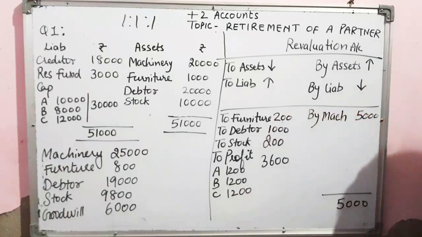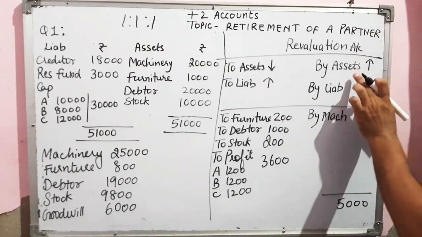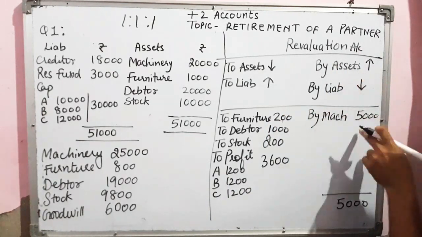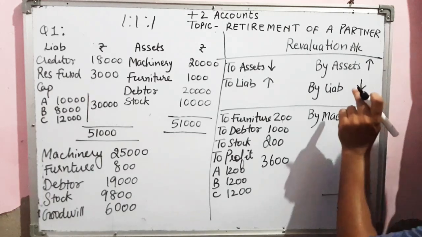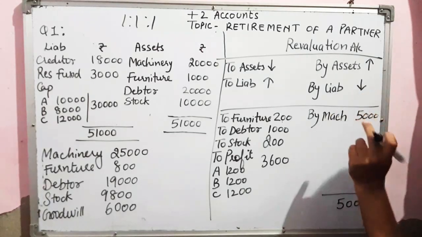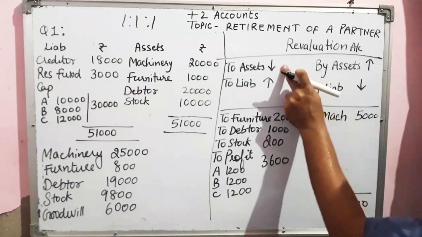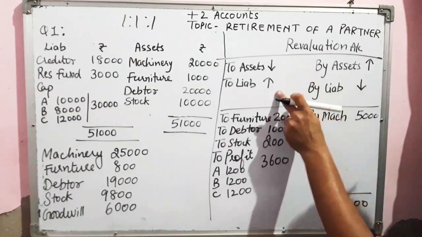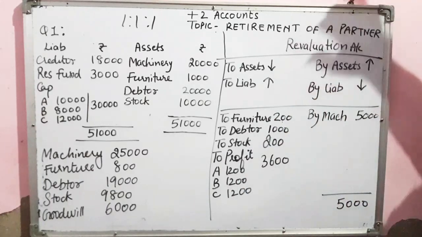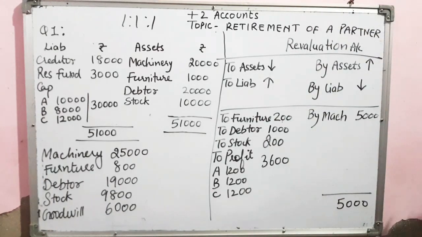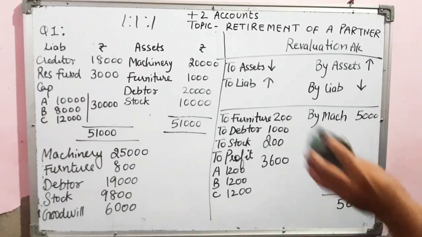So I shall repeat that if assets are increased, it will move to the credit side. If liabilities are decreased, it will move to the credit side. If assets are decreased and liabilities are increased, it will move to the debit side of the revaluation account. Now we will move to the journal entries.